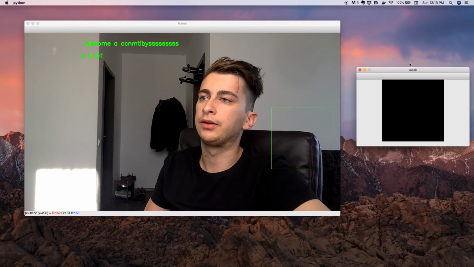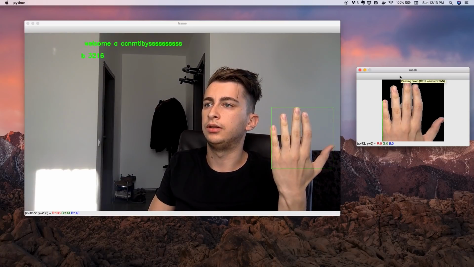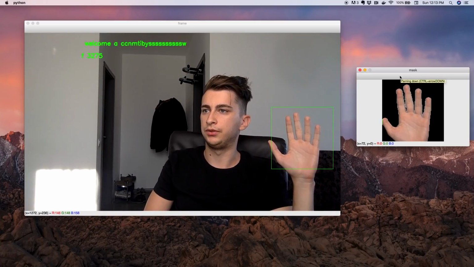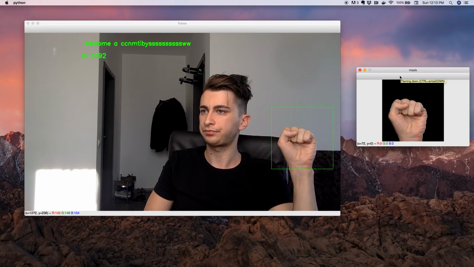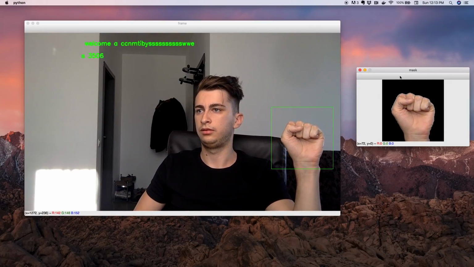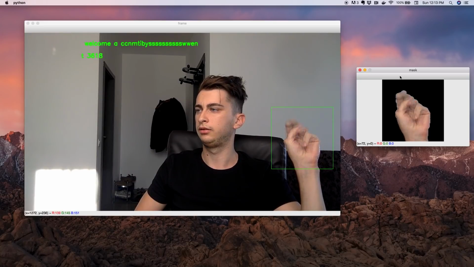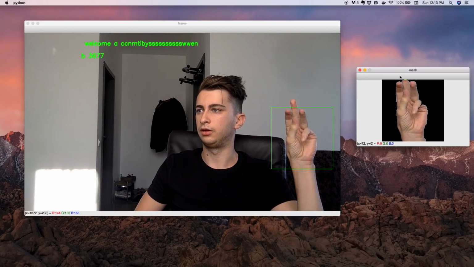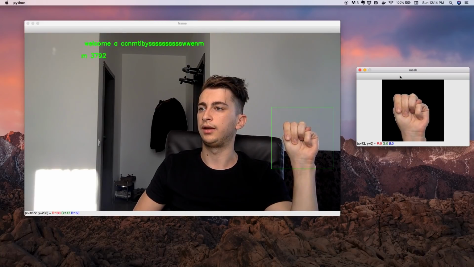detect these characters. So as you can see on the right, the first step is to extract the skin from my hand to make it easier to remove the background. And then I'm using a convolutional neural network to predict what sign I'm showing here.